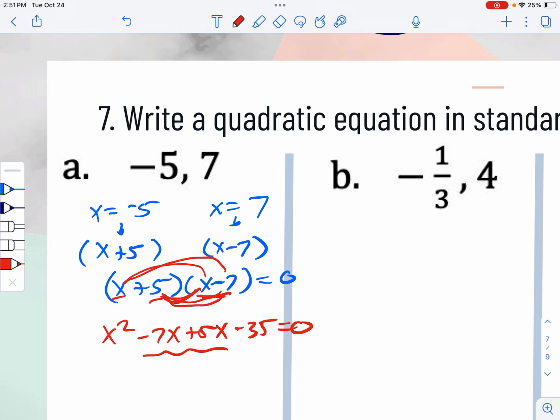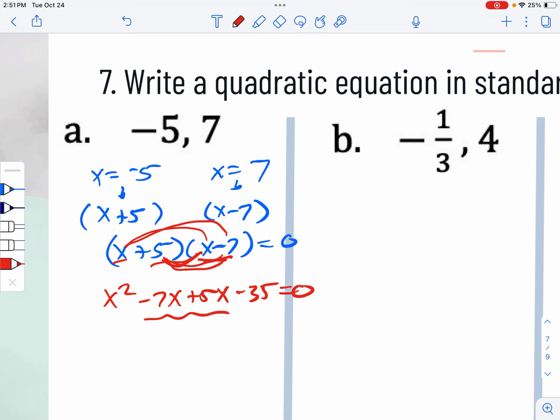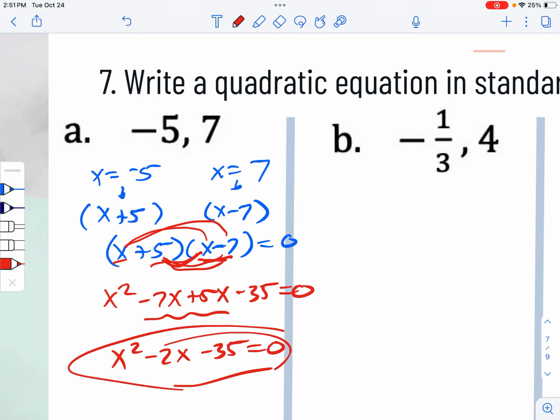Just got to remember that these two terms in the middle here are like terms, so I'm going to add those together. X squared minus 2x minus 35 equals 0. And there we go. Okay.